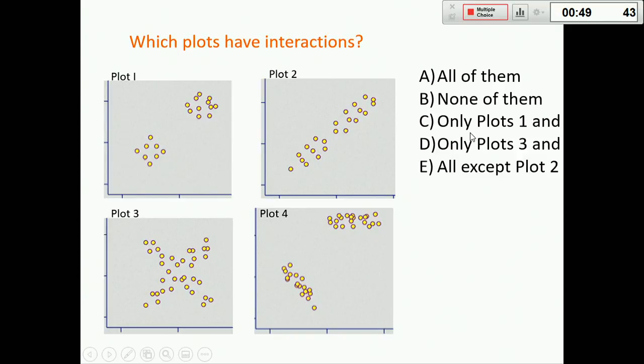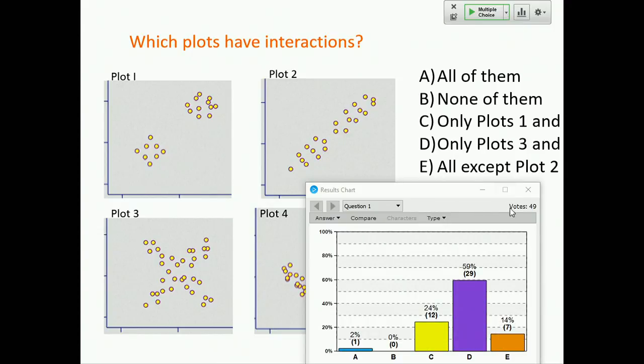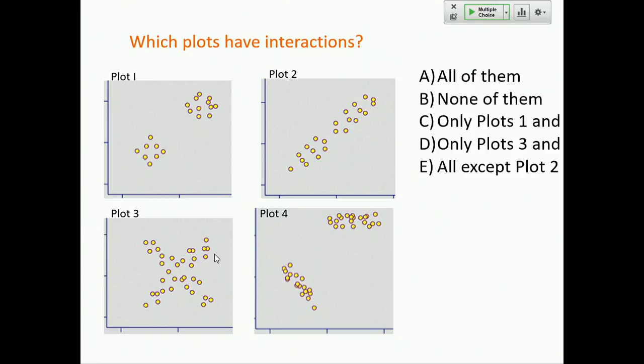If you just came in, we're asking which plots have interactions. Do you think all of them have interactions? Do you think none of them? Do you think only plots 1 and 2 have interactions, or 3 and 4? Or all except plot 2? Those are your choices, so just pick one if you're just getting here now. Let's stop it and see what you said. Great. It's D, so only plots 3 and 4.